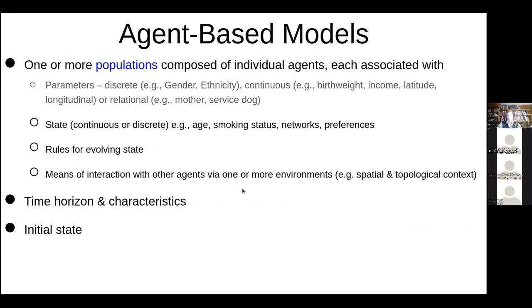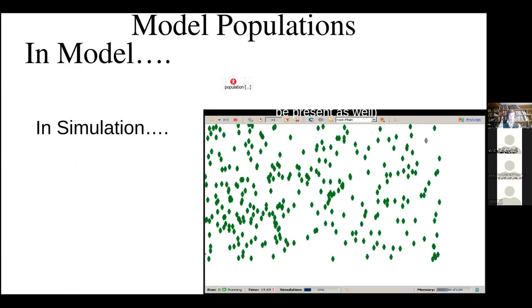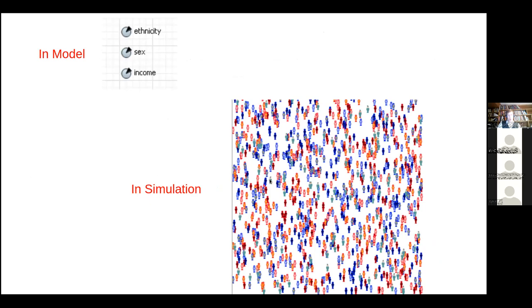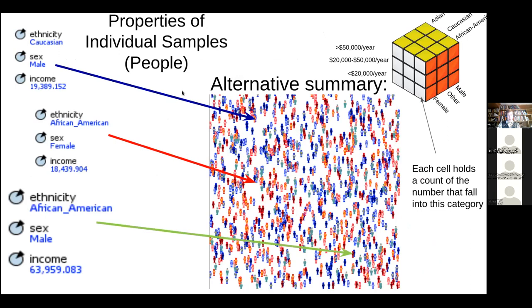So here we're going to have one or more populations composed of these agents. And remember, in the model of a population, when we run the model, we'll see individual agents, and each of them is going to have parameters, right? So maybe we'll have ethnicity, sex, and income. And any given person will have a specific ethnicity, a specific sex, and a specific income.